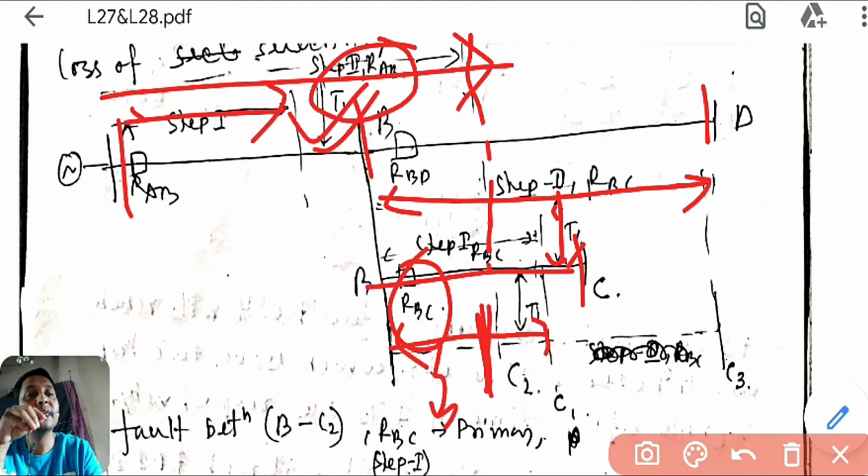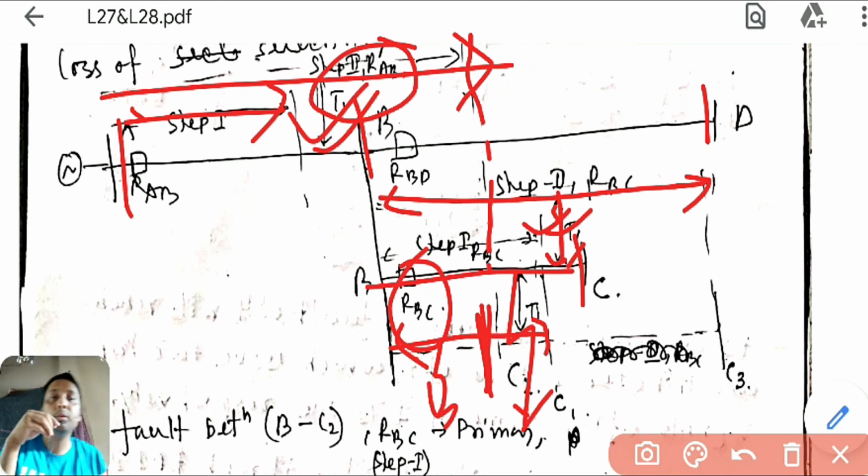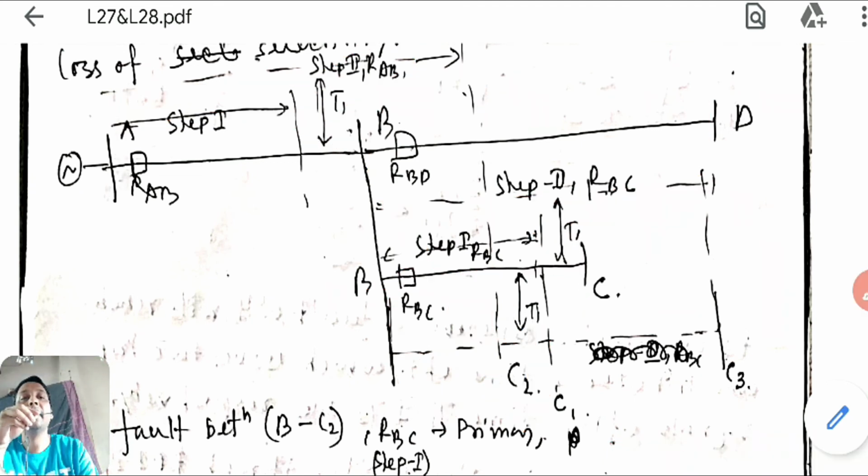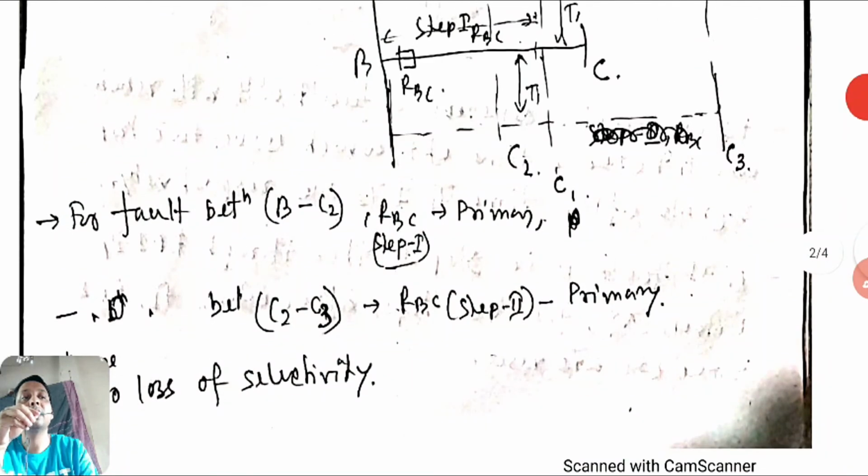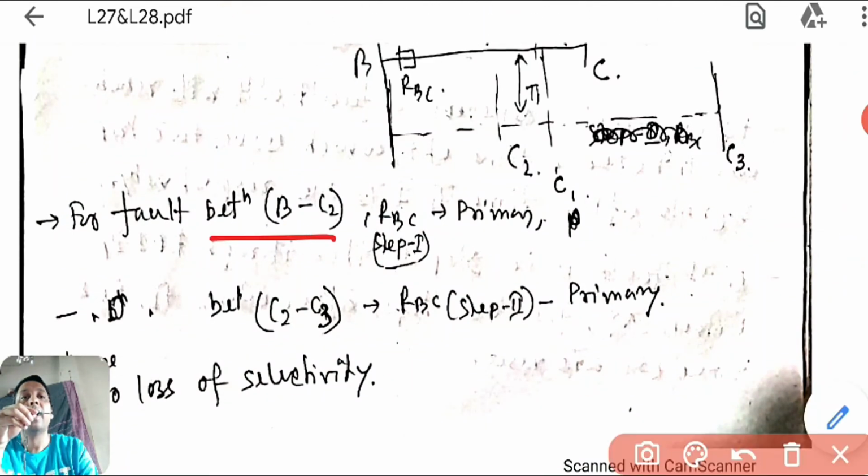If there is a fault between C2 and C1, if there is a fault here, then RBC step 1 will be the primary because it is coming in step 1, and if it fails, then step 2 of RBC will take care. It will not go to RAB. So there is no selectivity issue. You can see here, that's why the advantage is to go to 50% of the shortest line, not the longest line, in step 2.